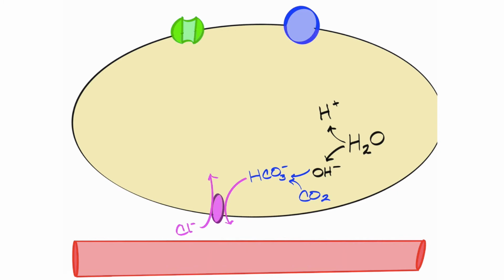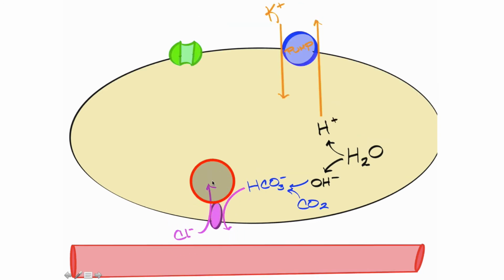So once again, water dissociates into the hydrogen ion and hydroxide. Hydroxide reacts with CO2 to make bicarbonate. Bicarbonate leaves a parietal cell in exchange for chloride. That hydrogen is going to be pumped against its gradient via the hydrogen potassium ATPase.